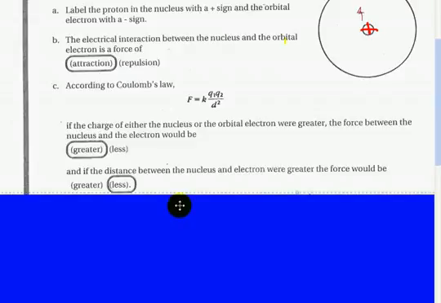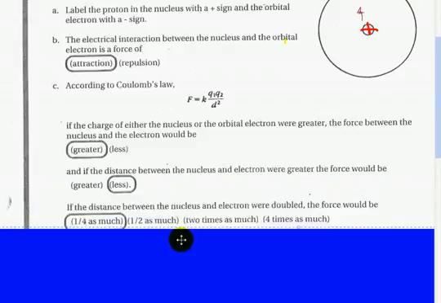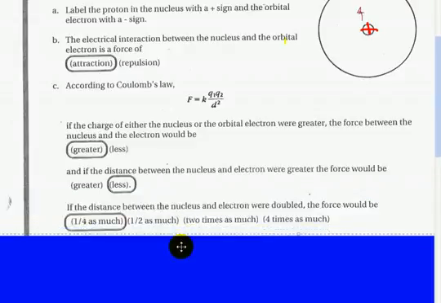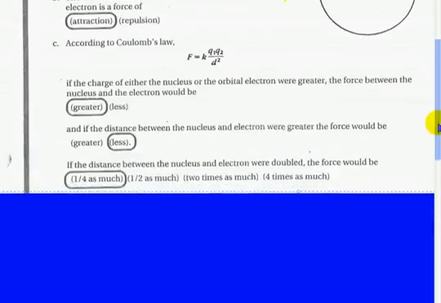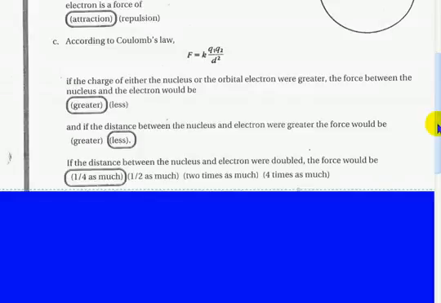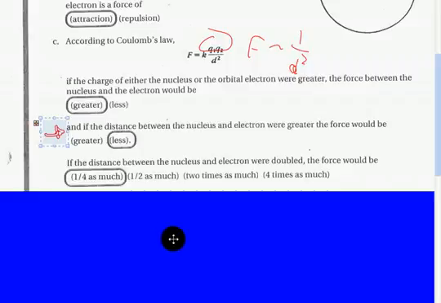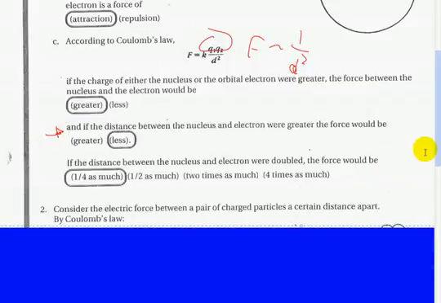How about this? If the distance between the nucleus and electron were doubled, what would happen to the force? It'd become how much? Force would be 1/4 because it's distance squared. Force depends on the amount of charge directly, Q1, Q2, but then it's inversely related to the distance squared. It's 1 over the distance squared.